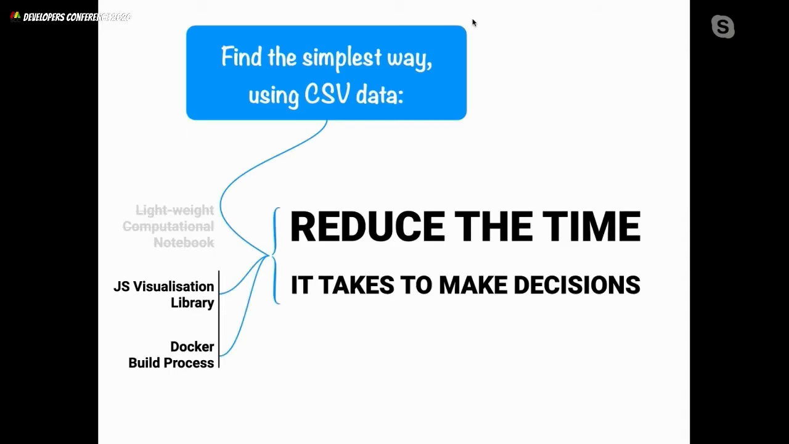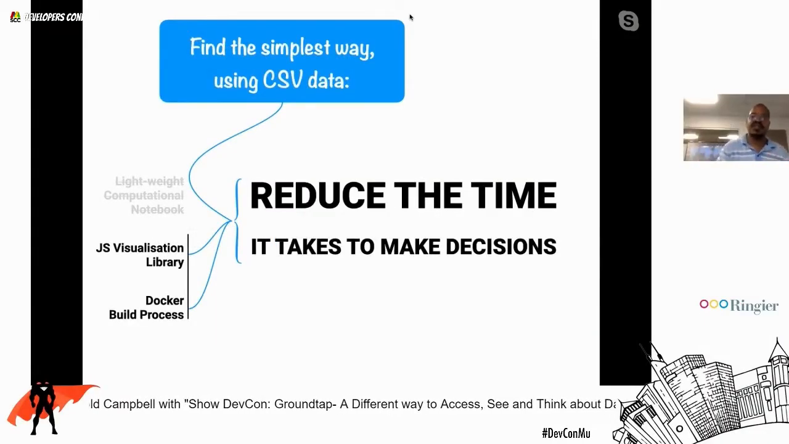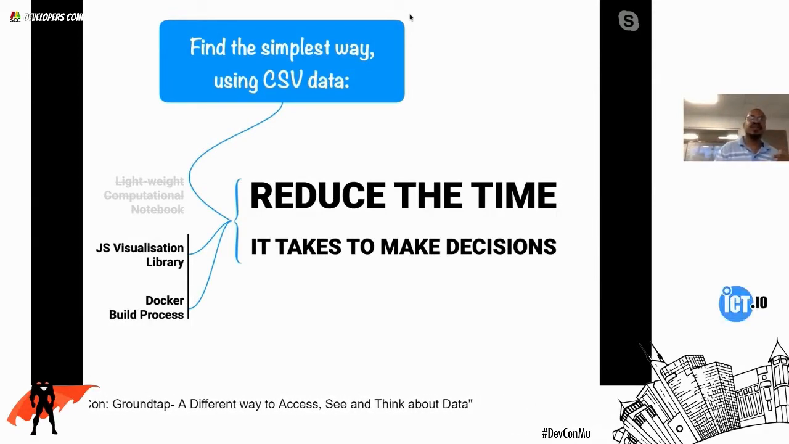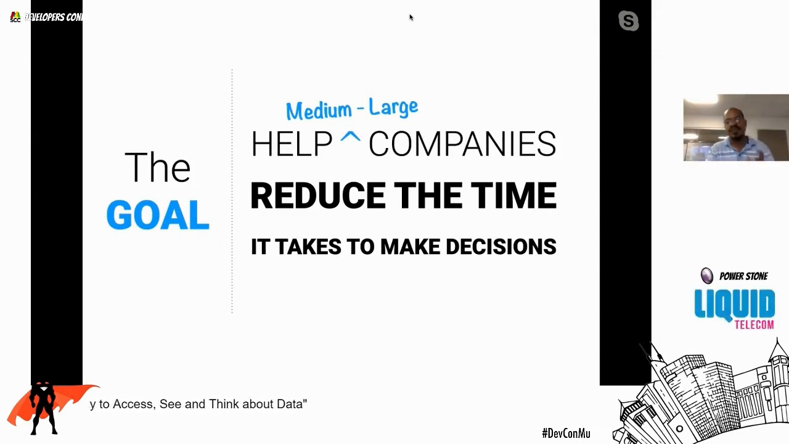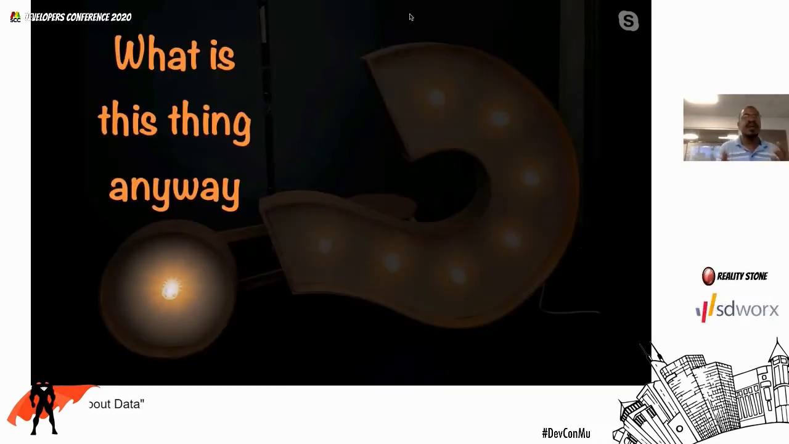So I was talking to friends, thinking about what was the challenge that I was trying to solve. I figured that the best way to solve this problem was to find the simplest way to get CSV data from customers and push this into my engine. The idea being that CSV data is accessible to everyone, regardless of their size, especially small companies, they have access to some way to generate CSV data. So based on this, I had to rethink what my goal was. So the goal shifted to the focus being to help medium to large companies reduce the time it takes to make decisions.